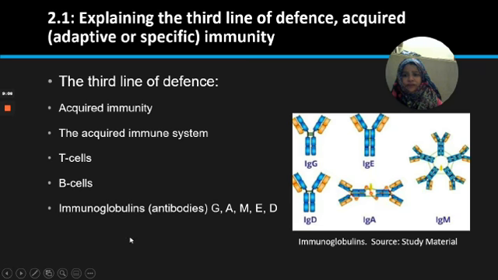Now my third question is immunoglobulin antibodies. So what is immunoglobulin? They are basically proteins. They bind to antigens. Antibodies have many uses within the body, including targeting infection and neutralization of toxins. For example, there are 5 types of them: IgG, IgA, IgM, IgE and IgD.